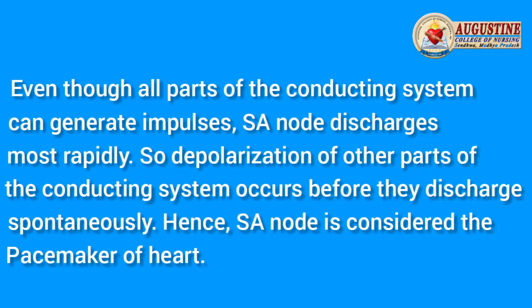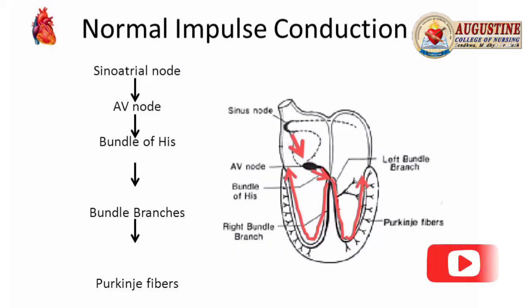Even though all parts of the conducting system can generate impulses, SA node discharges most rapidly, so depolarization of other parts of the conducting system occurs before they discharge spontaneously. Hence, SA node is considered as the pacemaker of heart. The impulses which originate from the SA node spread to the entire atria and reach the AV node.